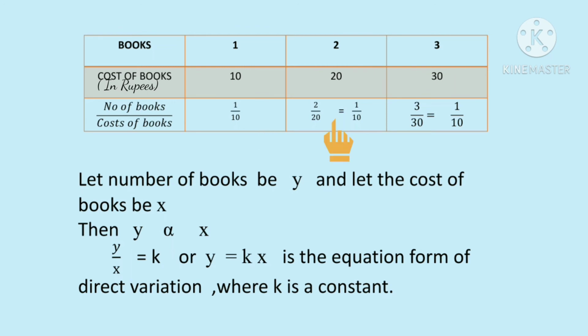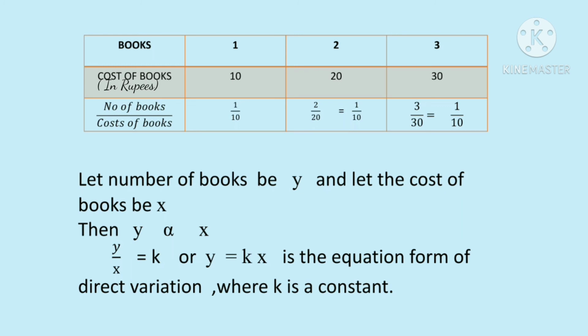We can reduce this by dividing the numerator and denominator by 2 and we get the ratio as 1 upon 10. In the third column the ratio is 3 upon 30. This also we can reduce by dividing the numerator and denominator by 3 and we get the ratio as 1 upon 10. Here you can see that all the ratios can be reduced to 1 upon 10. Now this is the constant that we are talking about in direct variation.